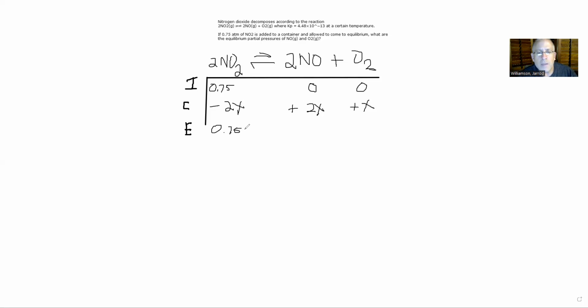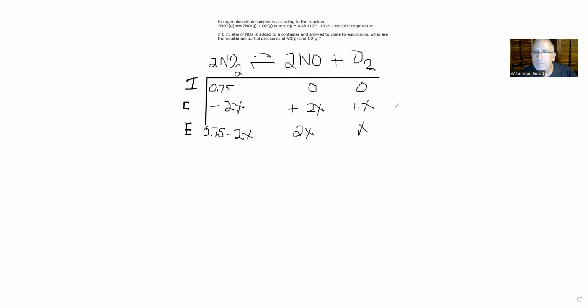0.75 minus 2x. It's a minus sign. This is a decimal point. This will be 2x. This will be x. Let me clean that up. 0.75 minus 2x.